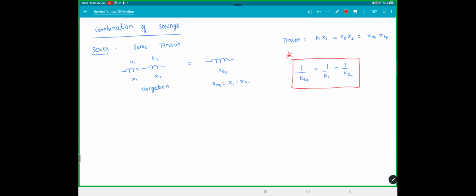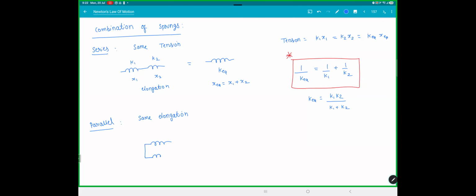So when you keep springs in series, actually they become weaker. The overall K value drops. So K equivalent is K1 K2 by K1 plus K2. So springs in series are like resistors in parallel. If you keep springs in parallel, they have same elongation. This concept is very important. Later on, we have a chapter called oscillations. We will use this. Will be quite useful there.